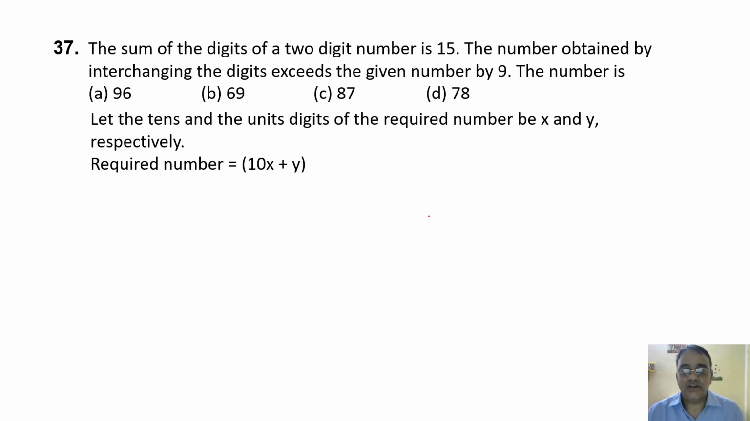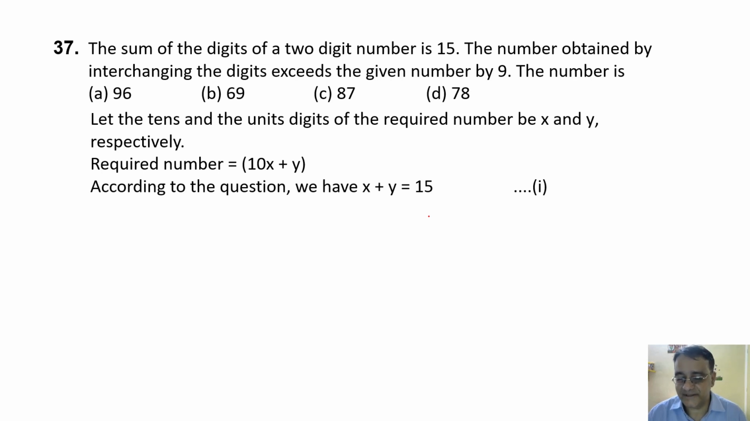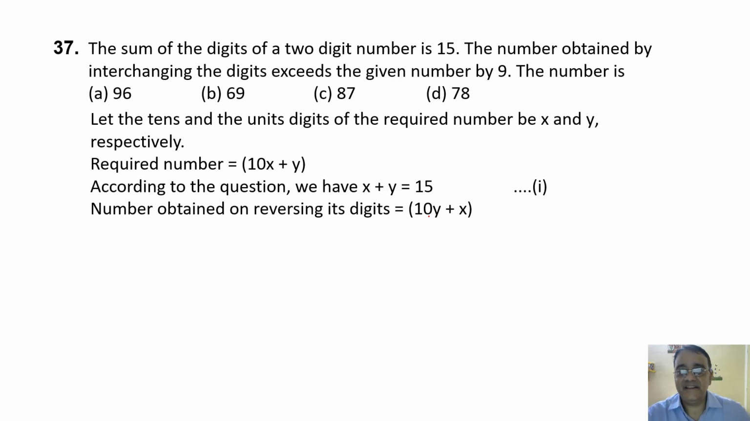Very good. So now the sum of the digits is given 15. So x plus y is equals to 15. And if the digits are reversed, we are getting 10y plus x. And it is given that the number exceeds by 9. Okay, this new number exceeds, meaning it is more than this. How much? Plus 9. This is clear? Yes, sir.